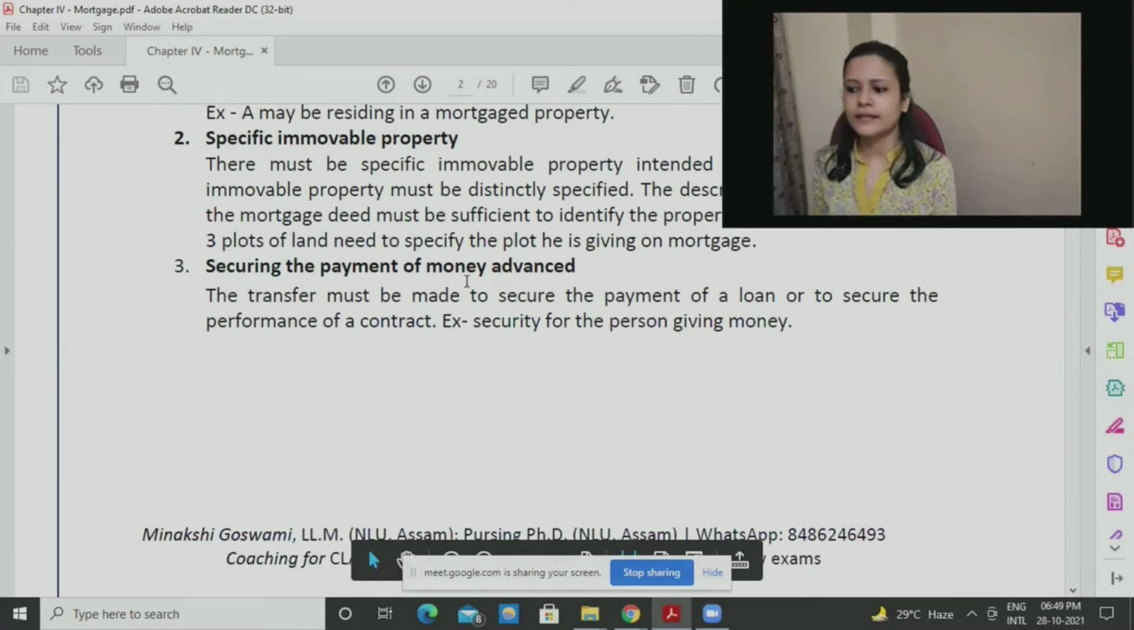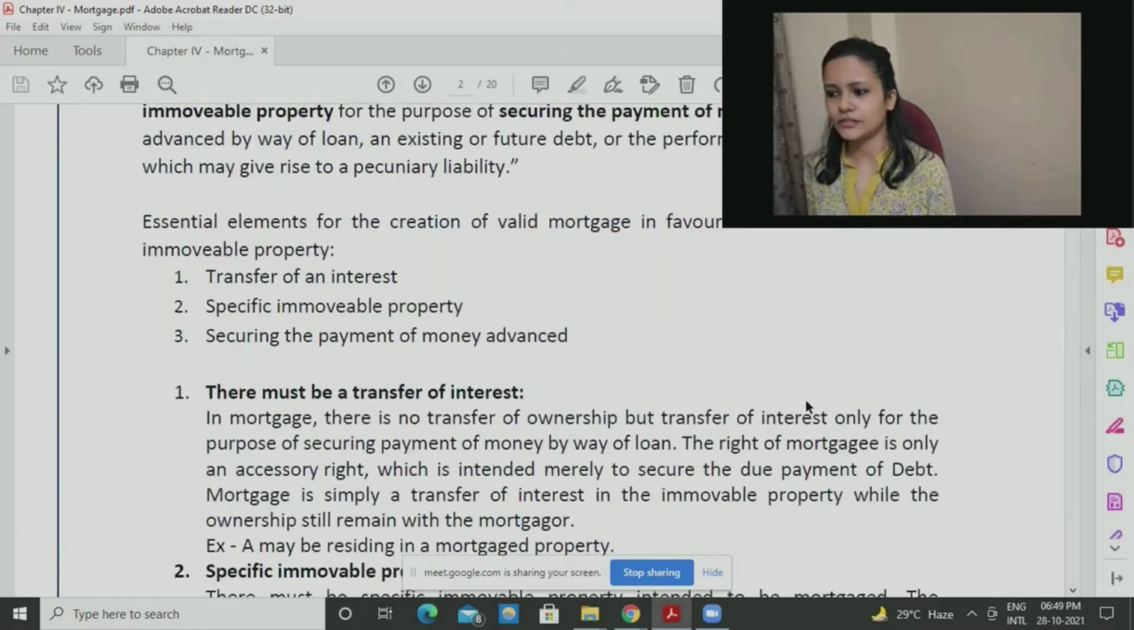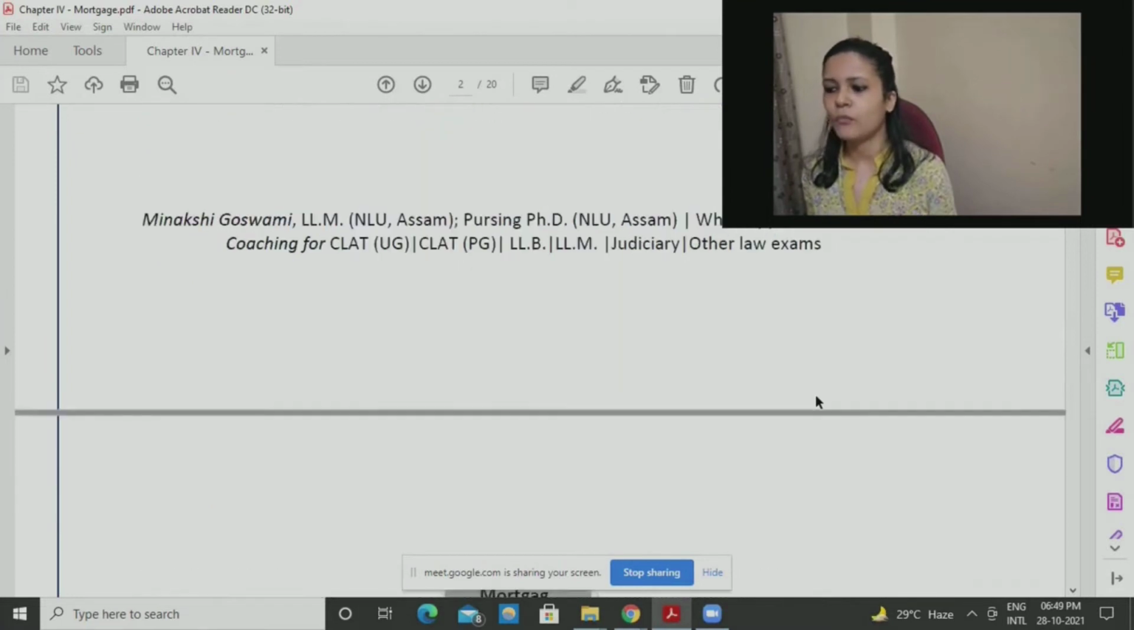Last one is securing payment of money advance. So transfer of property is mainly for the purpose of getting an amount of loan. Otherwise, a person might not be willing to give that amount without any sort of security, as there will be no assurance whether he will get back the amount or not. So it's very important that some kind of security is there and person is able to give the amount without worrying too much about whether it will be returned or not. Right? So these are the essentials which we have in case of a mortgage.